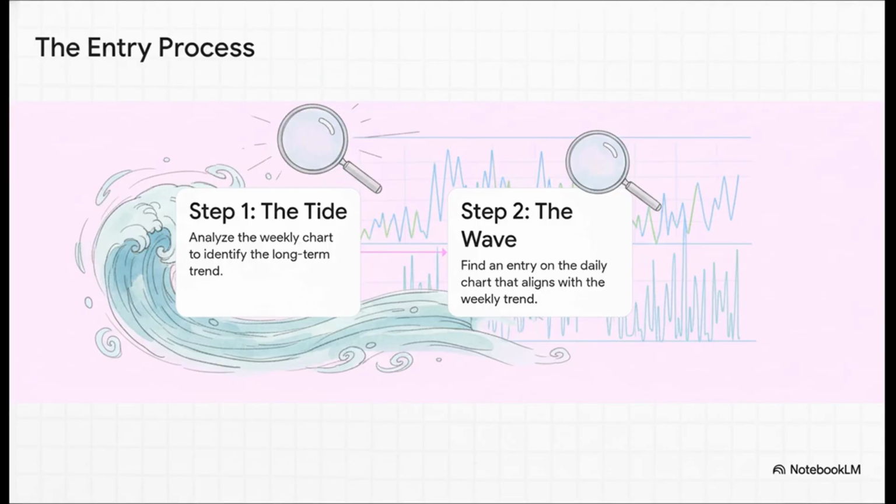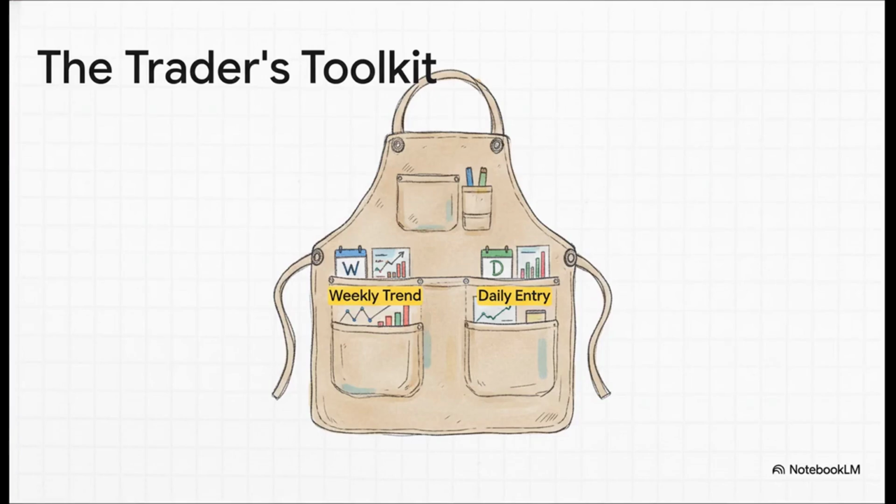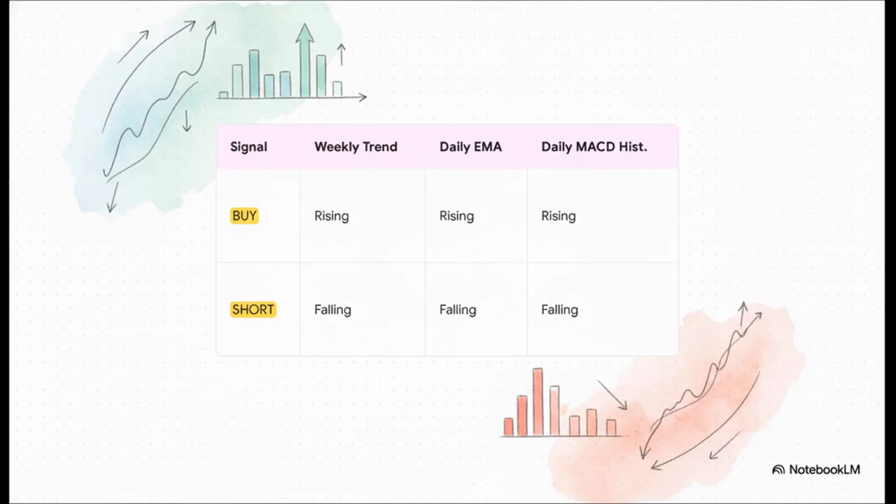Then, and only then, you zoom into your daily chart and patiently wait for an entry signal that lines up with that bigger picture. So let's get specific on the tools. For that long-term big picture trend, we're using a 26-week EMA and the MACD histogram all on the weekly chart. Then, for our actual entry, we dial into the daily chart, where we use a faster 13-day EMA and a standard MACD.